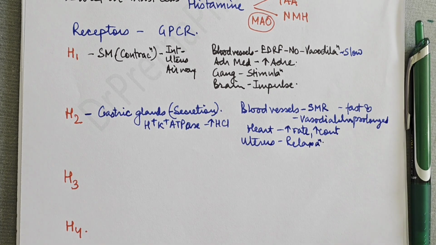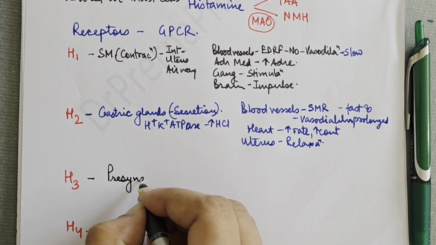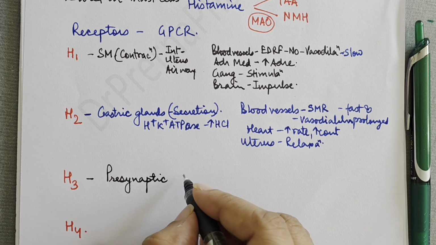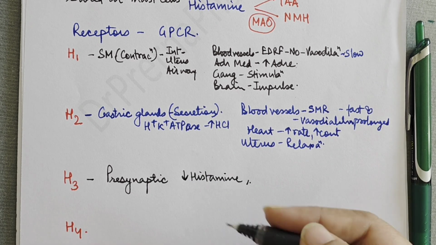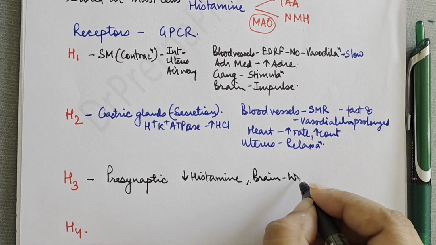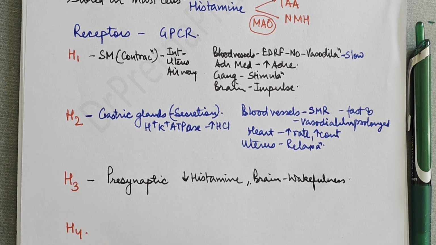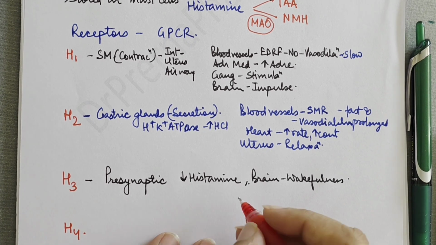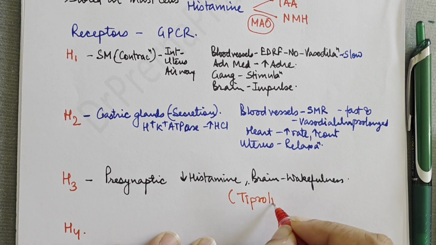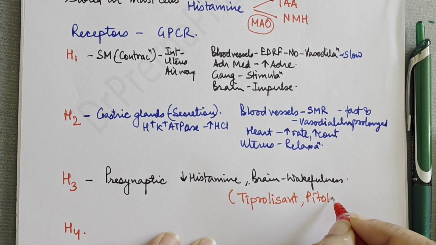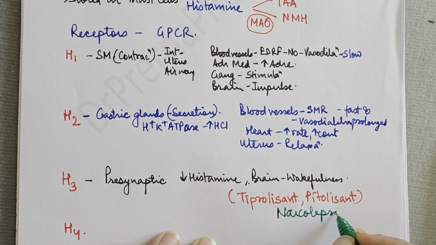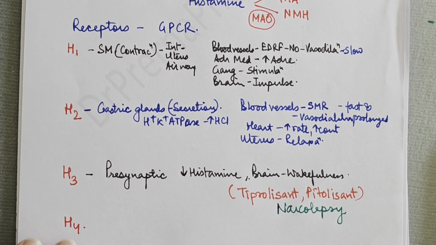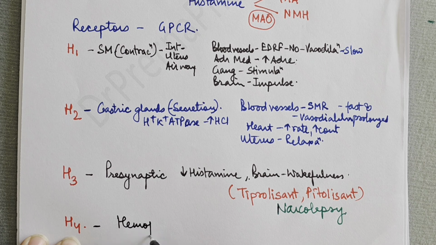ठीक है, H3 receptor is basically a presynaptic receptor. Okay, and so it actually reduces the release of histamine. Presynaptic मतलब auto receptor है, तो it basically reduces histamine and antagonizes histamine's action. In the brain, it maintains wakefulness, right? And because of this action, there is a drug, I'll write it in red, that the drug's name is Pitolisant and another is Pitolisant. These drugs are approved for which disease? Narcolepsy, right? So this is a very important point here. H4 receptor is basically present on hemopoietic cells and it plays a role in chemotaxis.